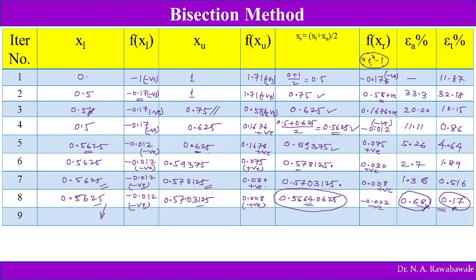So this is how we have solved two numericals on the bisection method. In the next class we will be looking at the Newton-Raphson method. So we stop here.